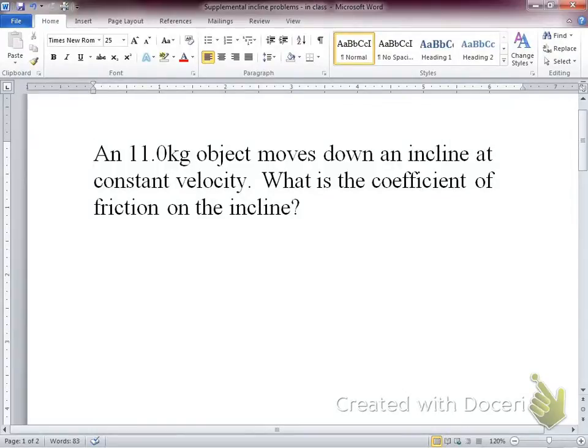Okay, so these are just a few more practice problems for inclines, and I'm going to go ahead and get our incline drawn here.